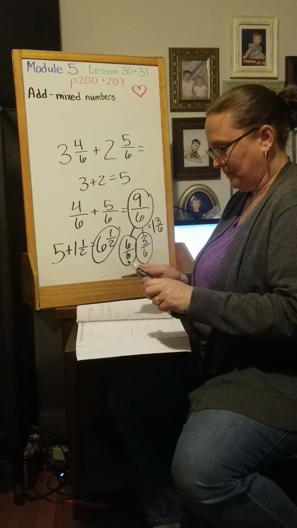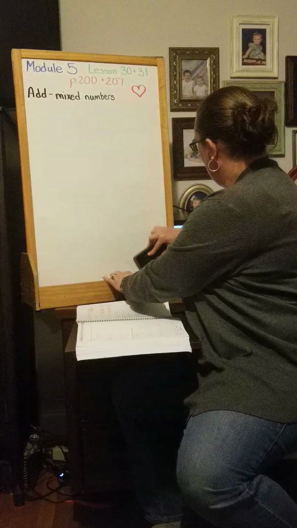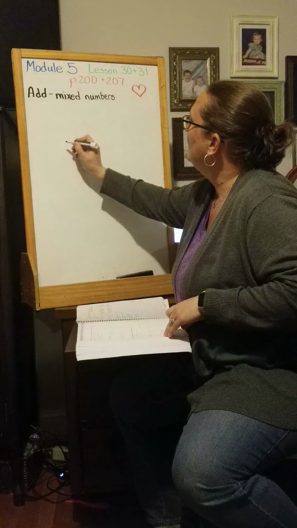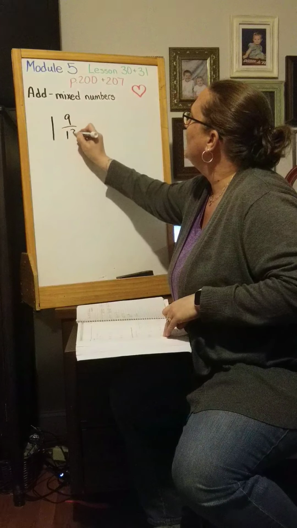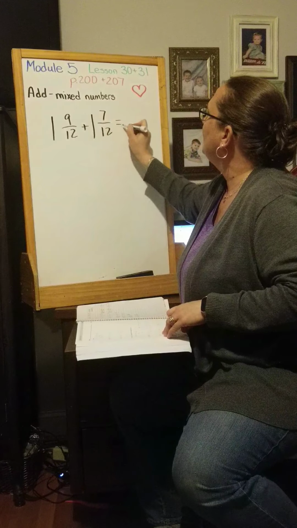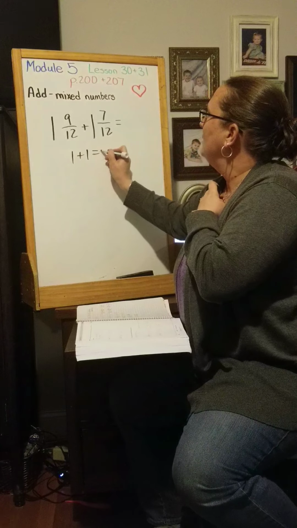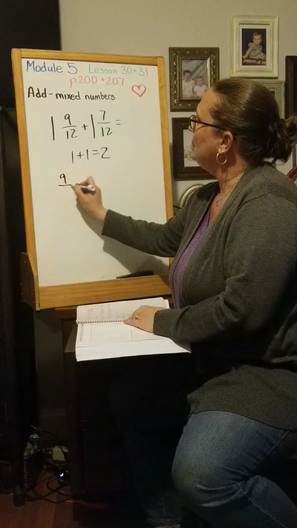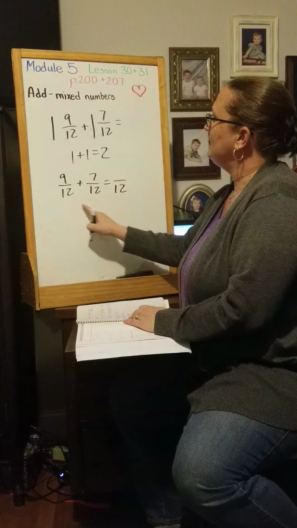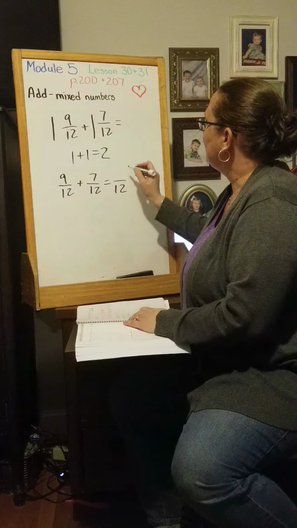Let's do one more problem. All right, so we have 1 and 9/12 plus 1 and 7/12. All right, again, whole numbers plus whole numbers. 1 plus 1, that equals 2. Then we have our fractions, 9/12 plus 7/12. Denominator stays the same, 12. Add up your numerators, 9 plus 7, that's 16.